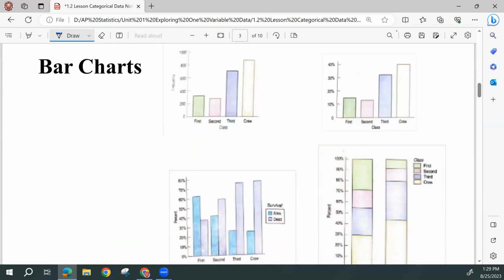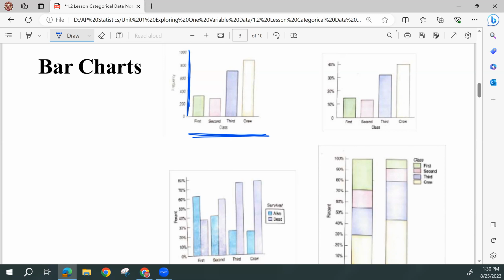Bar charts are probably something that you have been used to. We represent counts on the vertical axis, frequency or counts. The bars do not need to touch each other because this axis is not numeric. It's just representing our categories. So this is people on the Titanic who are either in first class, second class, third class, or on the crew. Again, I'm sorry if this is a little blurry. I will adjust for that in future lessons.